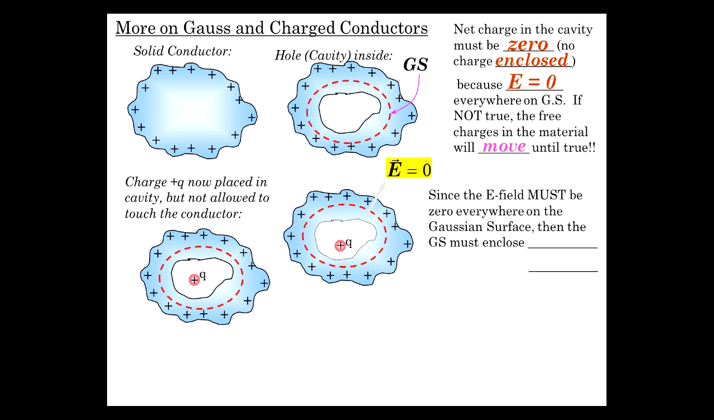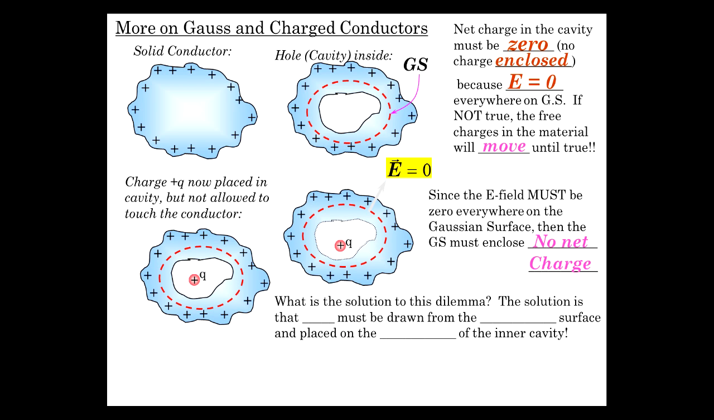Well, no, the electric field has to be 0 for the same reasons. But it's not very obvious that this would have no charge enclosed or a 0 electric field, because it looks to me like there is a charge enclosed. Well, again, the condition of the E field being 0 is true. So the Gaussian surface indeed must enclose no net charge. There is a solution to this dilemma, and we're not quite done with it.